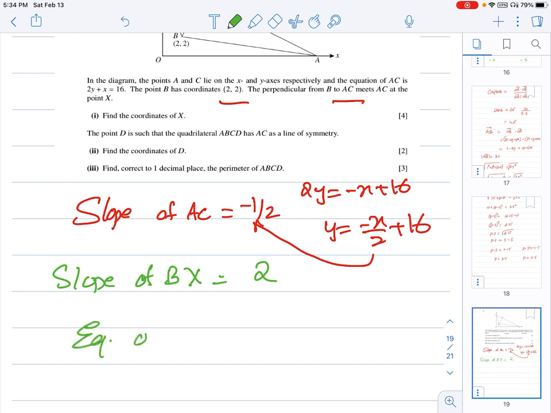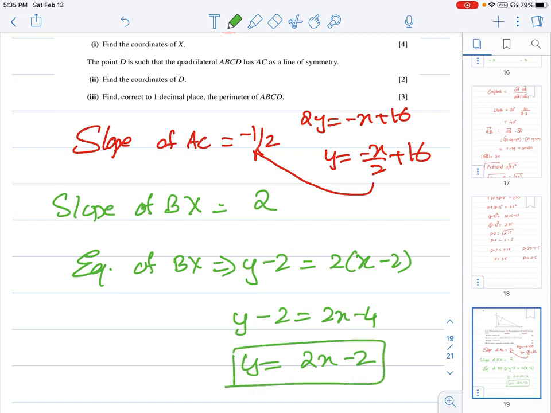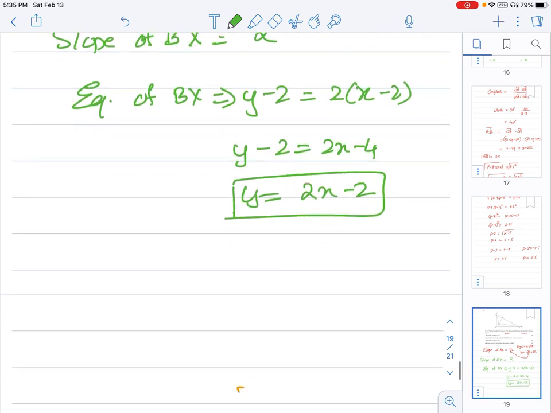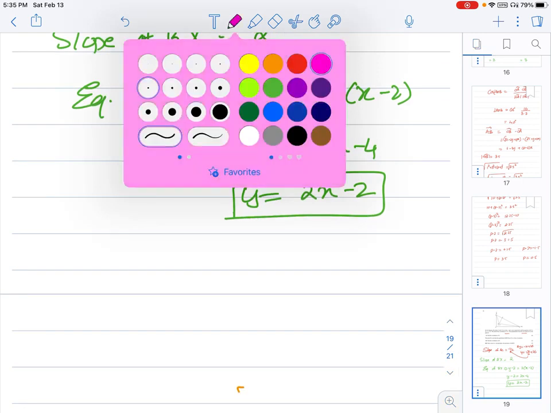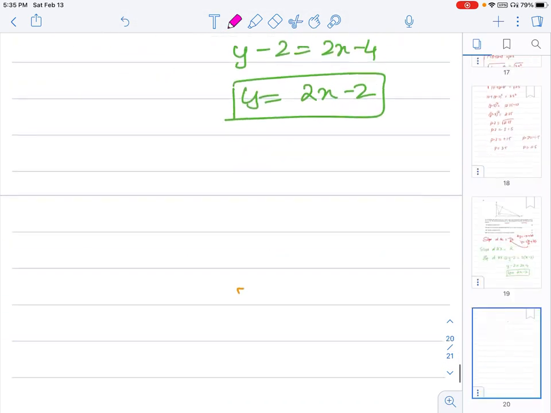Then the equation of BX will be y minus y1 is equal to m times (x minus x1). So y minus 2 is equal to 2x minus 4. y is equal to 2x minus 2. This is the equation of BX. AC and BX intersect. So AC's equation is x plus 2y is equal to 16, which is the equation of AC.